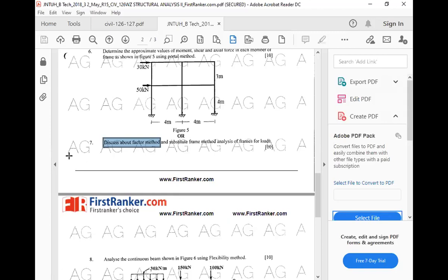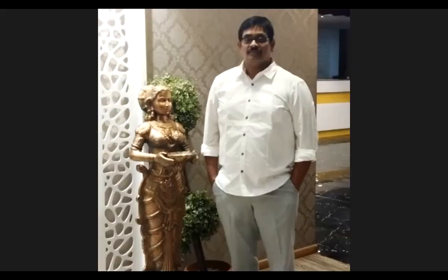So all 6 steps you have to write, then you'll get full marks. Likewise, you may expect a theory question on this. We don't know, you may get a problem also. So that is about this method.